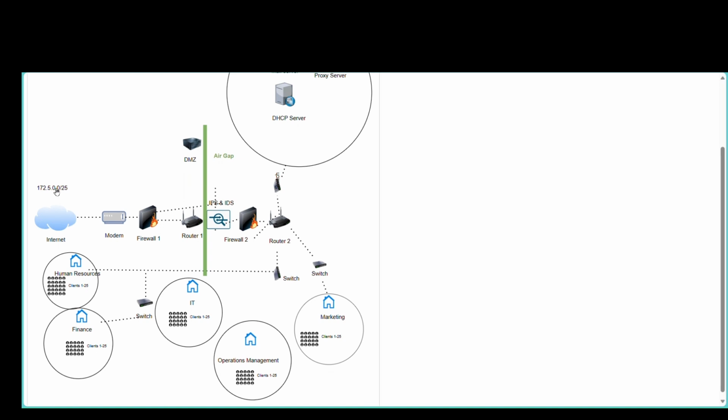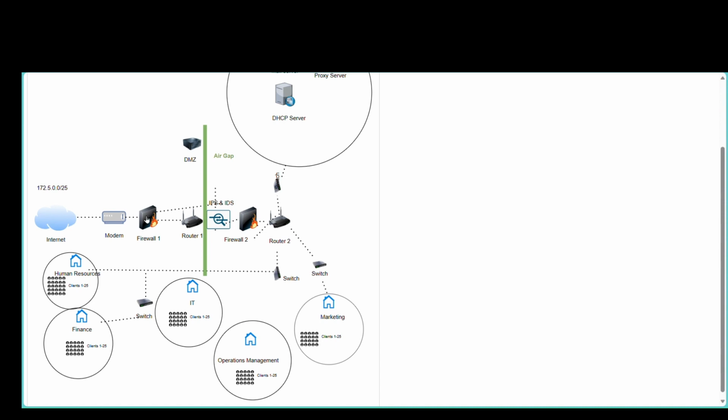The cloud here to the left of the screen is a representation of the internet. Adjacent to the internet is the IP address 172.5.0.0/25. Routers are utilized to transport data traffic throughout networks and make sure that authorized users are the only users accessing the network.